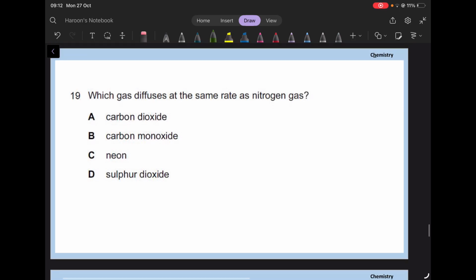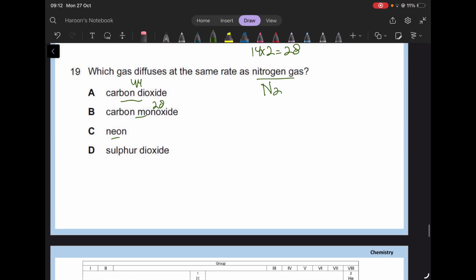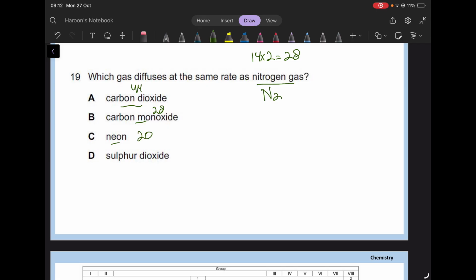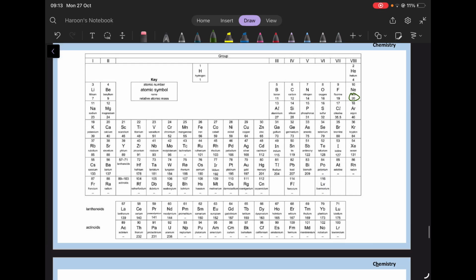Which gas diffuses at the same rate as nitrogen gas? Nitrogen would be 14 times 2 is equal to 28. Basically, this would be in N2 form, two atoms of nitrogen, diatomic. Carbon dioxide would be 44, carbon monoxide should be 28, neon you can see over here is 20, and sulfur dioxide should actually be 64. So same as 28, so that would be the option B over here.